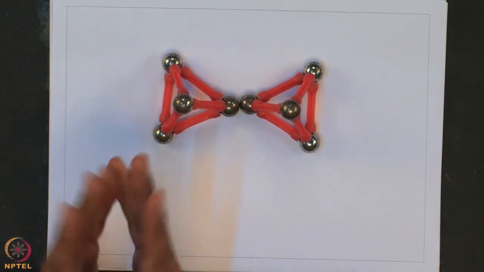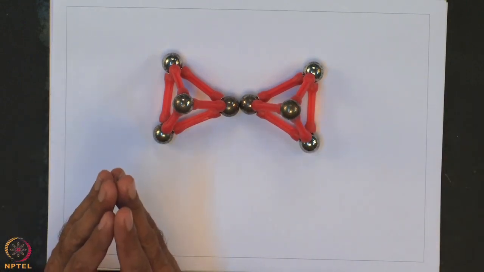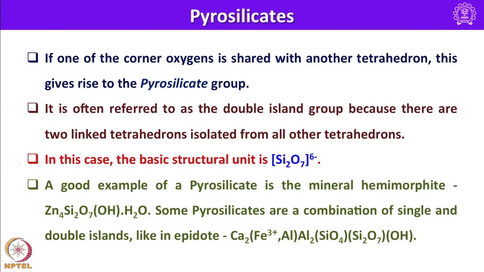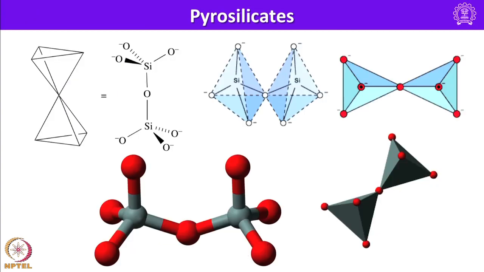A good example of a pyrosilicate is the mineral hemimorphite, having the composition shown here in this slide. This is essentially Zn4Si2O7(OH)2·H2O. Some pyrosilicates are a combination of single and double island silicates, as you can see in epidote with this composition shown here. Okay. And of course, this is how the pyrosilicate looks, having one Si-O-Si linkage.